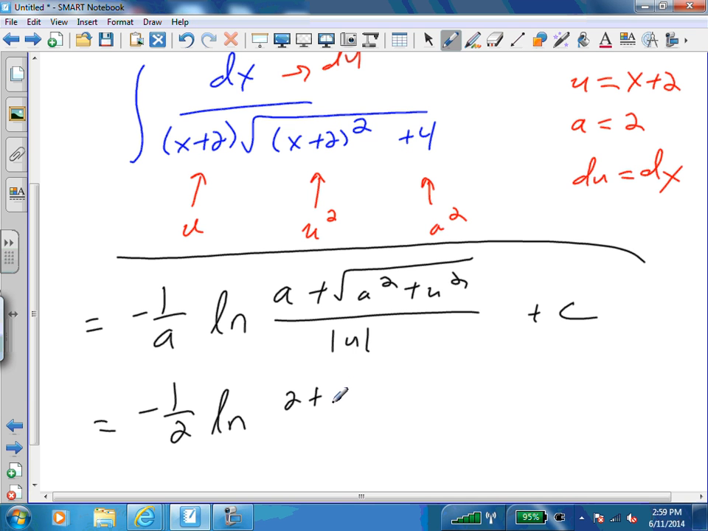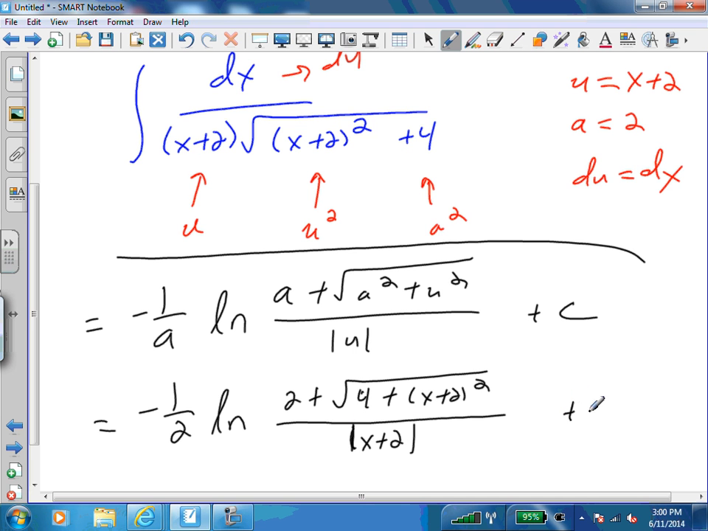So the natural log of 2 plus the square root of a squared, which is 4, plus u squared, which is x plus 2 squared, over the absolute value of u, x plus 2, plus c.